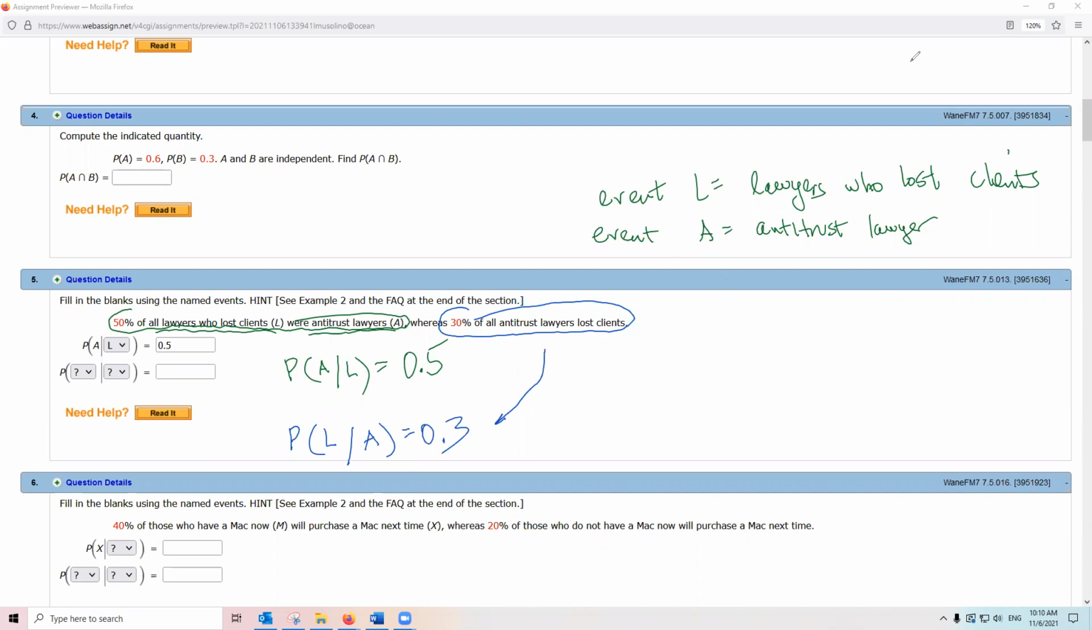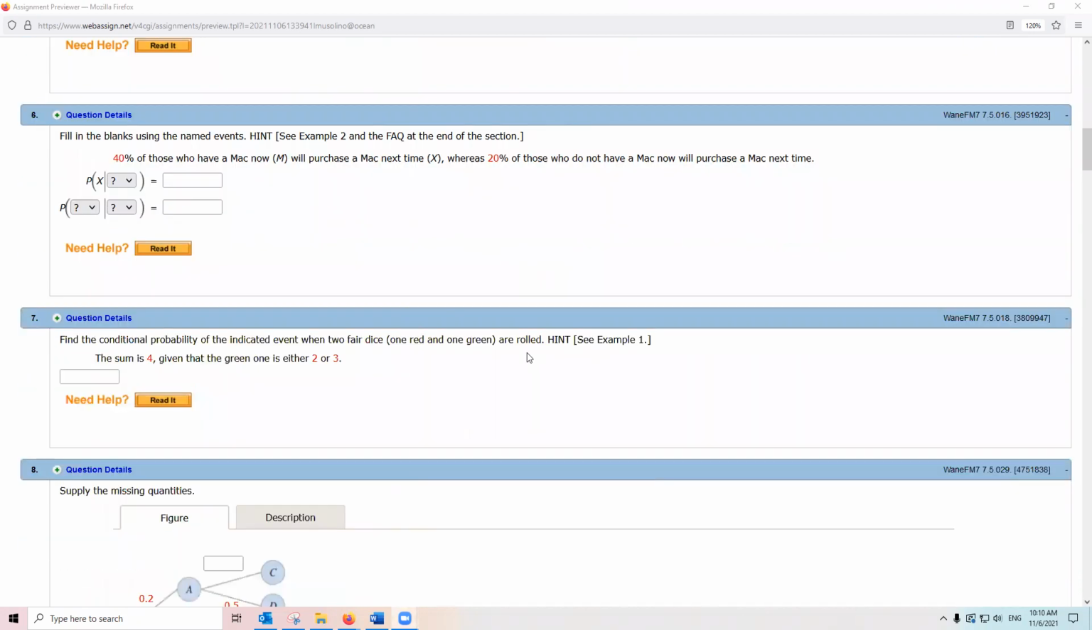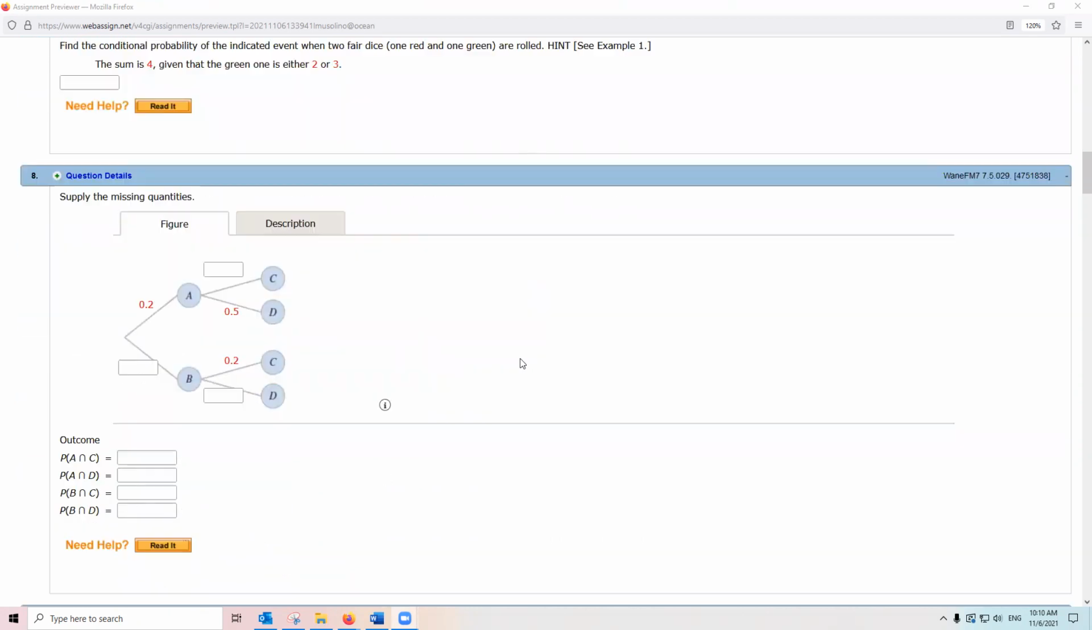All right, let me scroll down and let's do something a little different. Let's come to number 8. That's a diagram kind of question. All right, well, there's two parts to this problem. Part 1, I have to fill in these boxes up here in the diagram. And then part 2 is I have to calculate these probabilities that they're asking me for. So let me go to the diagram.